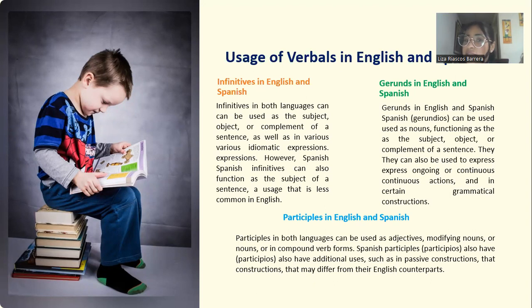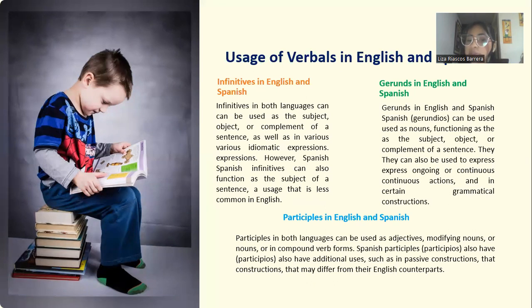About the gerunds in English and Spanish. Gerunds in English and Spanish gerundios can be used as nouns, functioning as the subject, object, or complement of the sentence. They can also be used to express ongoing or continuous actions and in certain grammatical constructions.